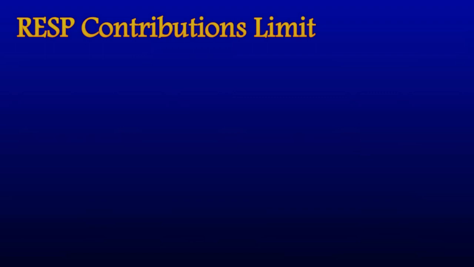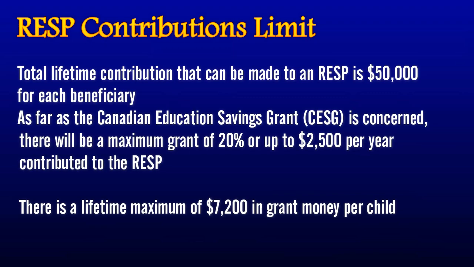Now let's discuss the RESP contribution limit. The total lifetime contribution that can be made to an RESP is $50,000 for each beneficiary. As far as the Canadian Education Savings Grant is concerned, there will be a maximum grant of 20% on up to $2,500 per year contributed to the RESP. That means there is a lifetime maximum of $7,200 in grant money per kid.